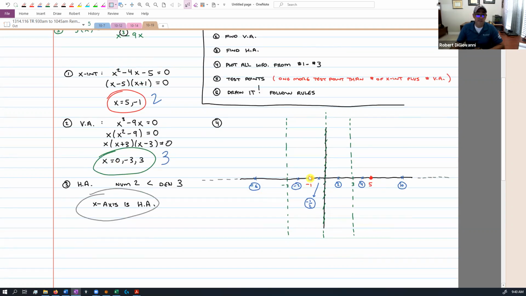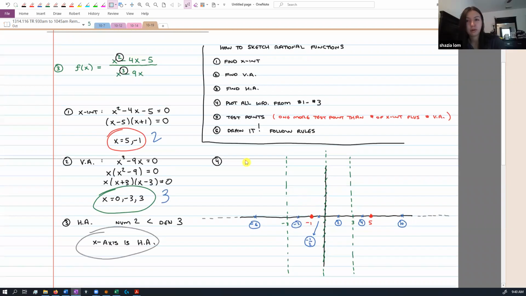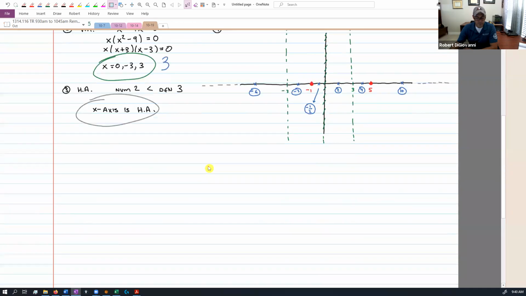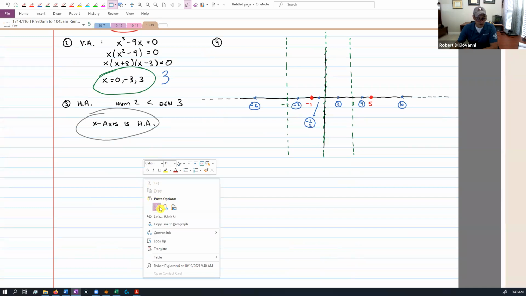Any questions on that? What do you do with these test points? You plug them into the formula. We have to plug them into this. That's going to suck. This is tedious work right here.